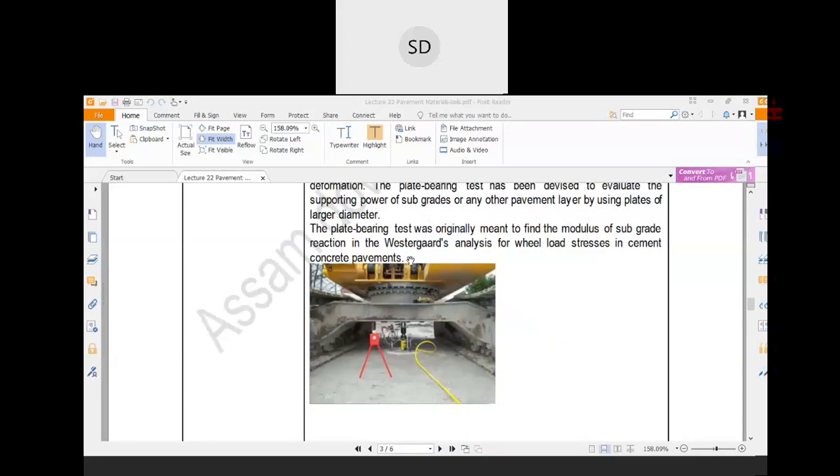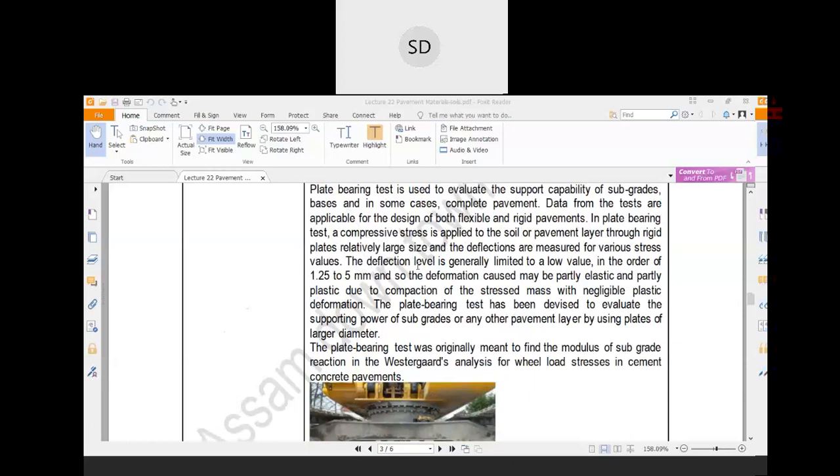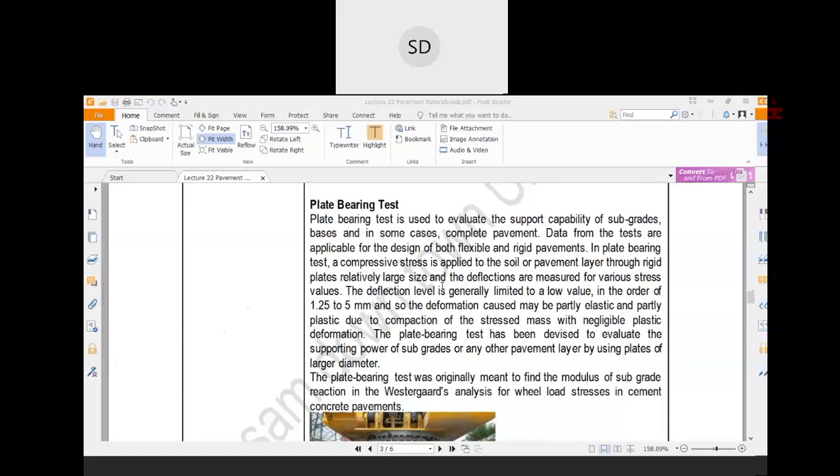The CBR test was a laboratory test, but the plate bearing test is an in situ test. From the plate bearing test you get an idea about the modulus of subgrade reaction. The plate bearing test is used to evaluate the support capability of subgrades, bases, and in some cases complete pavements.